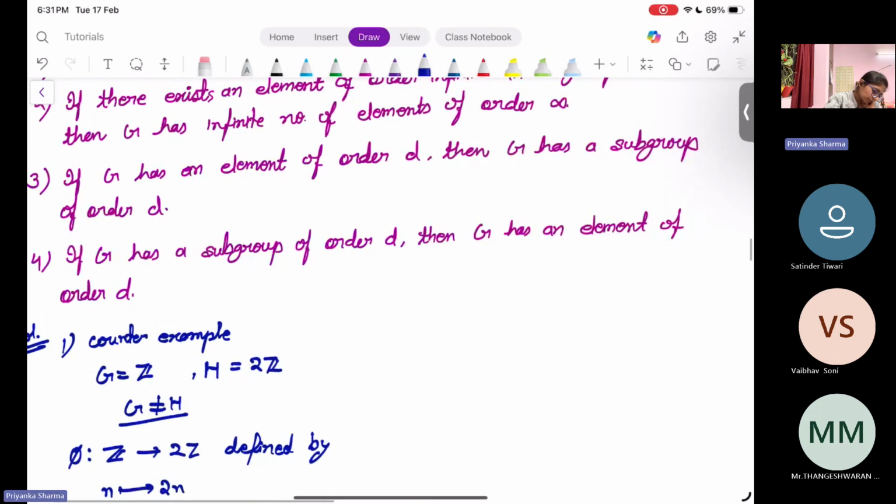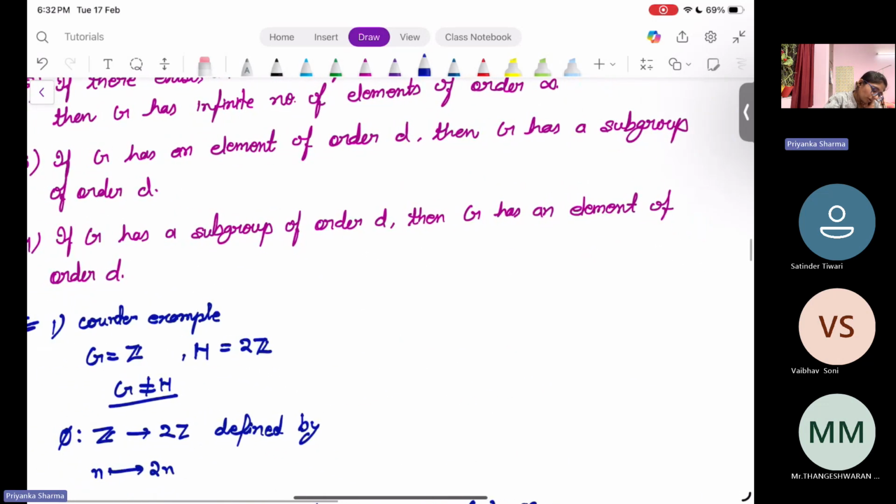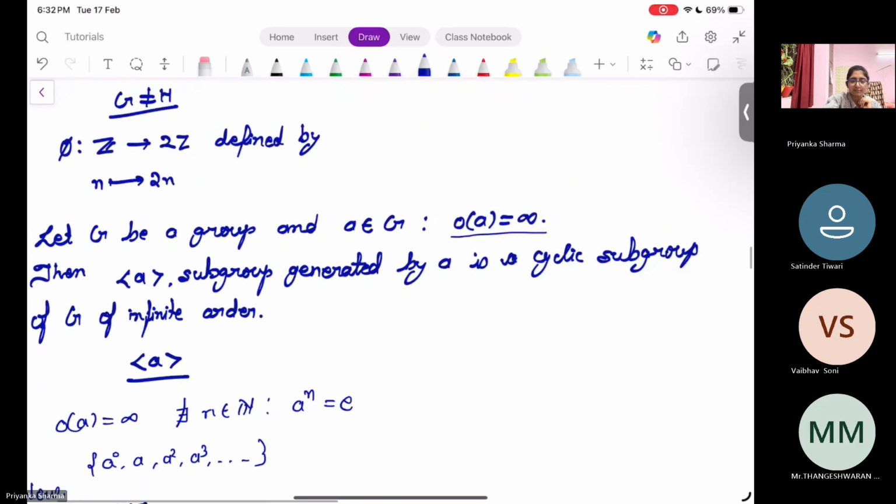Now come to the fourth statement. If G has a subgroup of order D, then G has an element of order D. So is it true? Any guess?